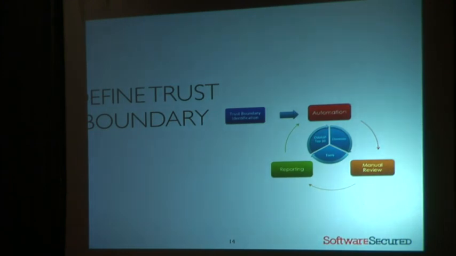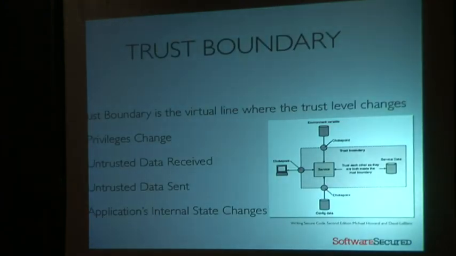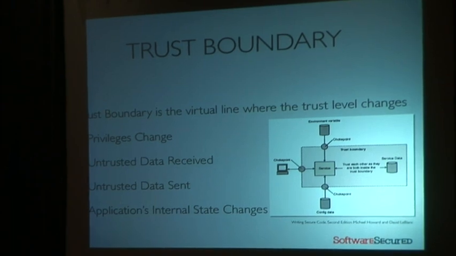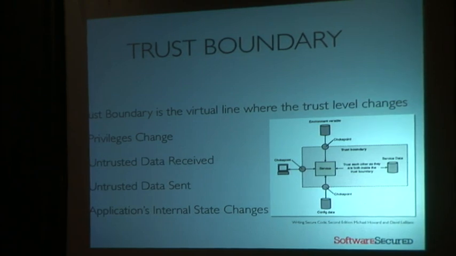So, defining trust boundary. Trust boundary is this virtual line where the trust level changes. Trust level changes like when privileges change. So an anonymous user, for example, becomes authenticated as a regular user. A regular user elevates, re-logins or something, and becomes an admin. So every time privileges change. Untrusted data received, untrusted data sent. All these are examples of where trust level changes.